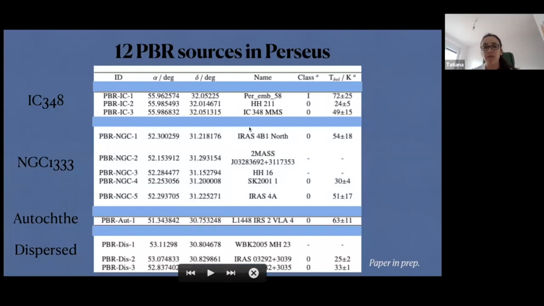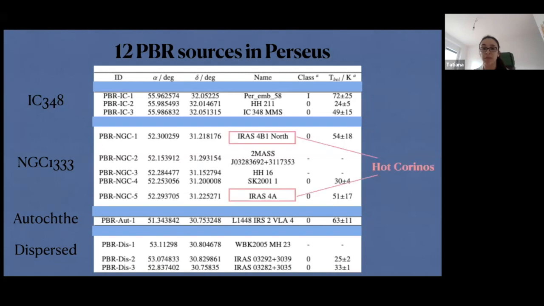And then the other thing we want to know is, what do we find with this criterion? And indeed, we see that most of these sources are class 0 sources. And not only that, but they're also two well-known hot corinos. And I will come back to hot corinos in a bit.